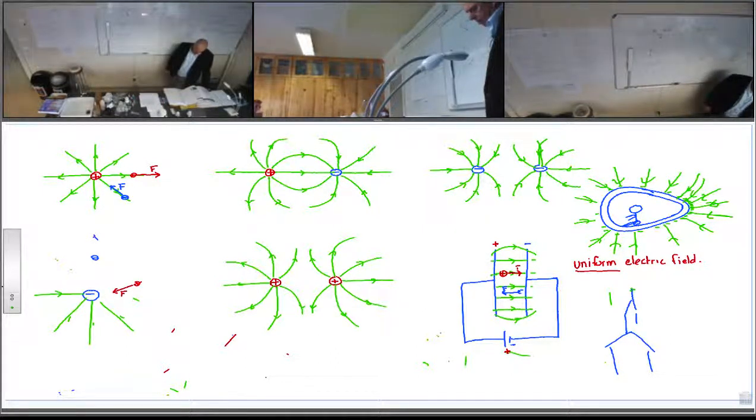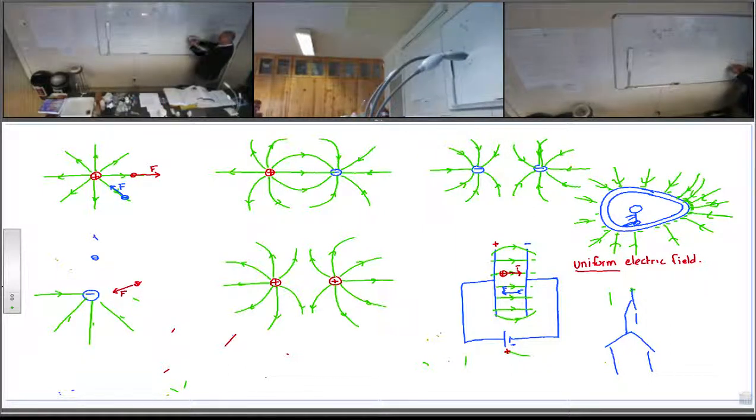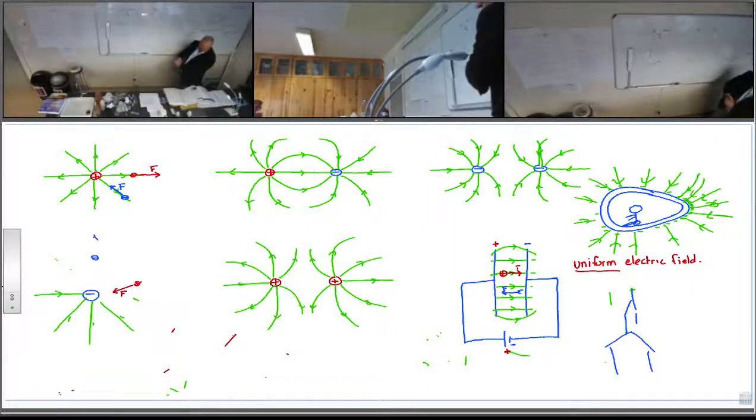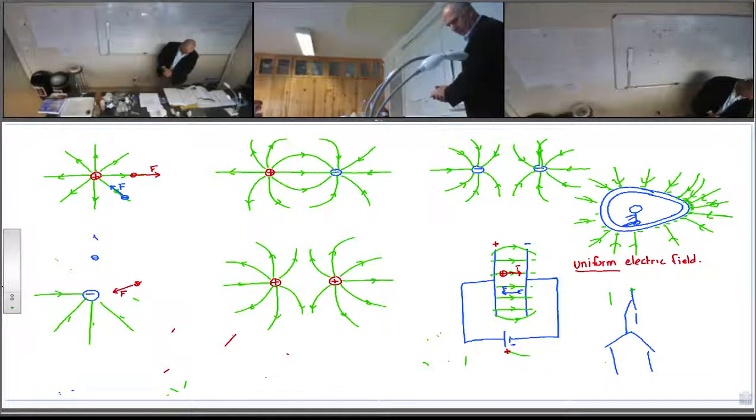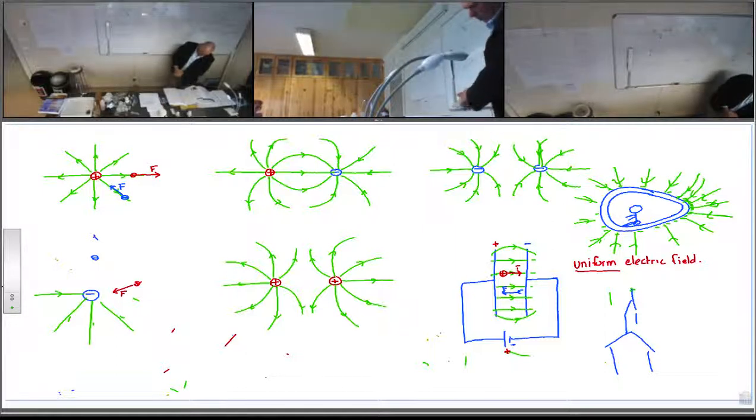A uniform field exists between two oppositely charged parallel plates. Like this, you have a uniform field, but you don't get a uniform field on the edges. There the field is a bit distorted. Okay, and then just an NB at the bottom of that page. Always draw your electric fields neatly and accurately.